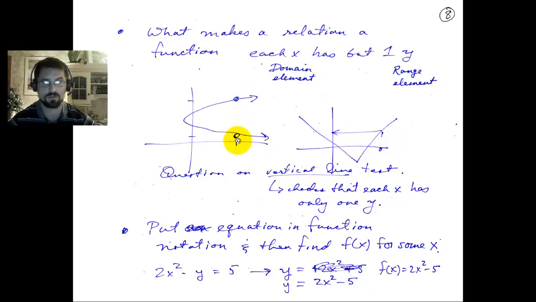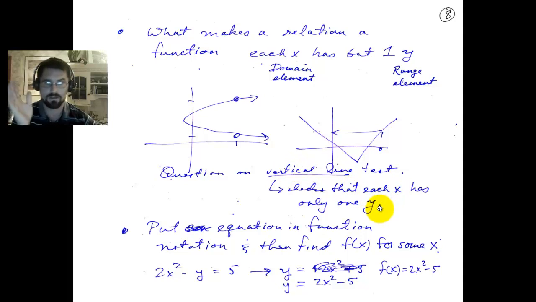So when you fail the vertical line test, you are not a function. If you pass the vertical line test, it means you only hit in one place at a time, and you are a function. I'm going to give you a question on the vertical line test. You need to know that it checks whether each x has only one y.